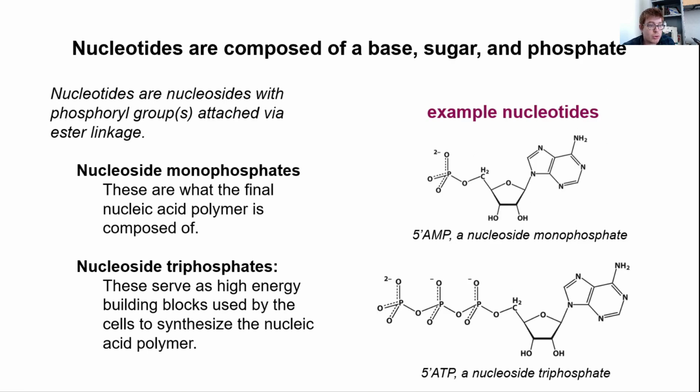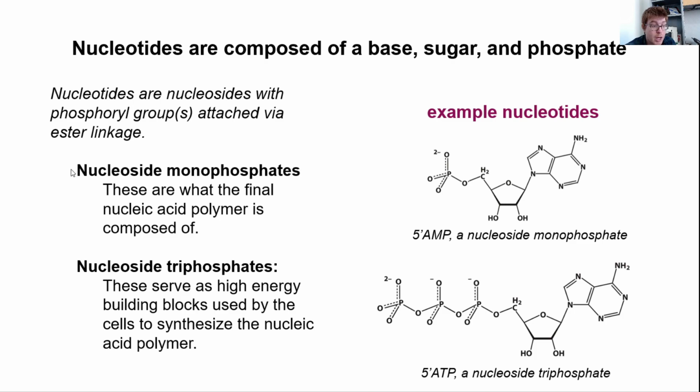And then finally, a nucleotide is what you get when you take a nucleoside and attach a phosphoryl group of some kind to the 5' hydroxyl position through an ester linkage. So now, instead of an OH in this position, we have some sort of phosphate moiety attached there. And so there are different examples of nucleotides.